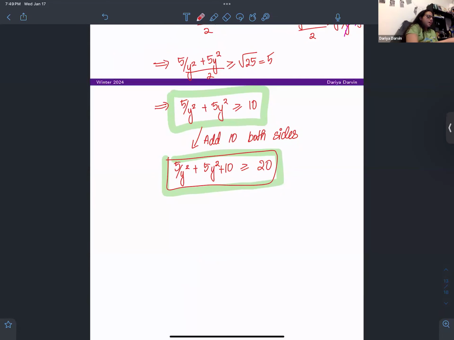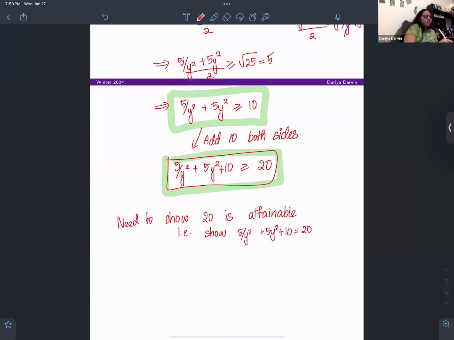Now, are we done? We are not done. We need to show 20 is actually attainable, i.e. 20 is actually a minimum. Because now I'm just saying everything is bigger than or equal to 20. What if it's just bigger than? What if it actually doesn't hit 20? I need to show it can actually hit 20. I need to show this is possible. Because if it's not possible, then 20 is not the actual minimum. Minimum means I should be able to get this.